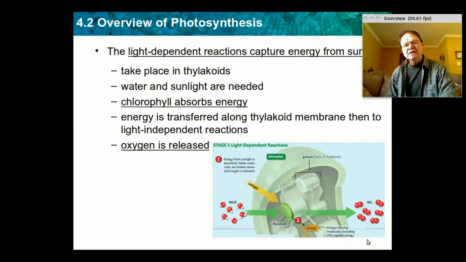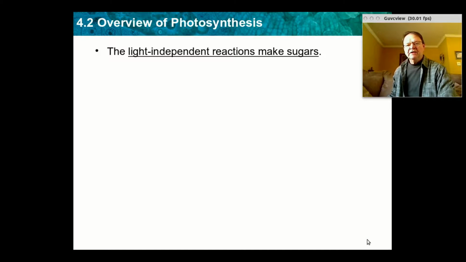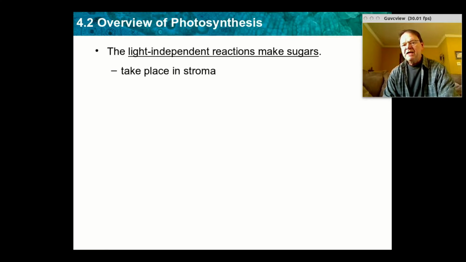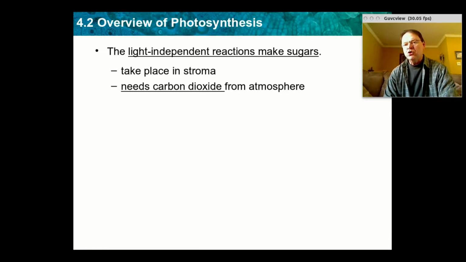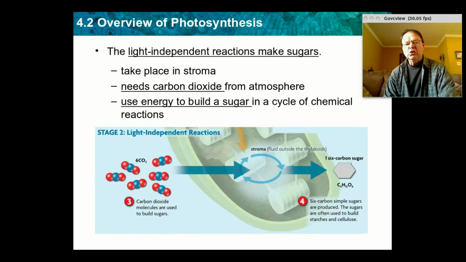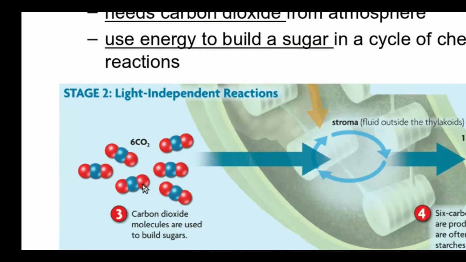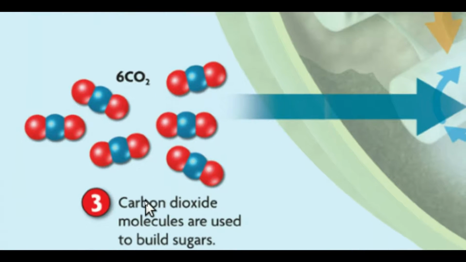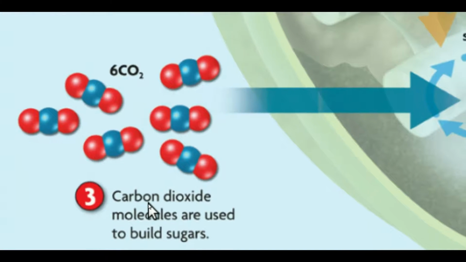And then let's move on to the second set of reactions as we look at those in some detail. The light-independent reactions are actually what makes the sugar molecule. And these take place in the stroma, which are the liquidy insides of the chloroplasts that surround the thylakoids. This reaction is what is going to use the carbon dioxide from the atmosphere, and it's going to use the energy molecules that were produced during the light-dependent stages in order to build the sugar molecule.